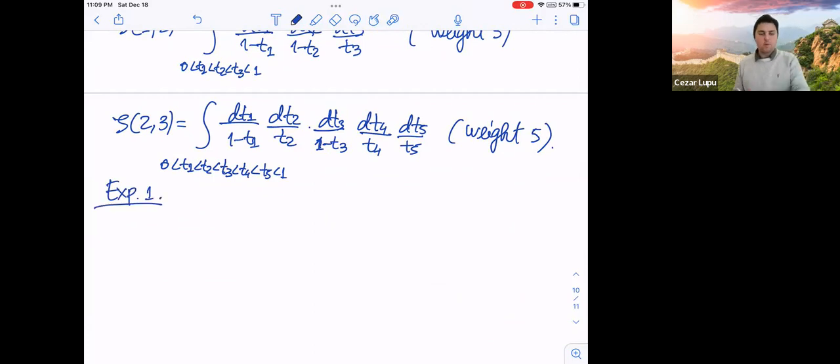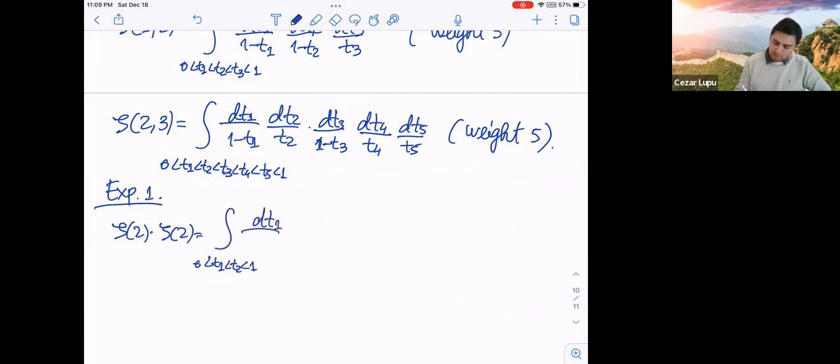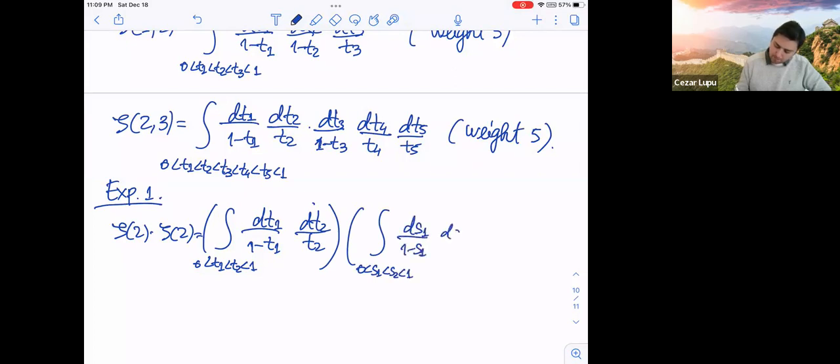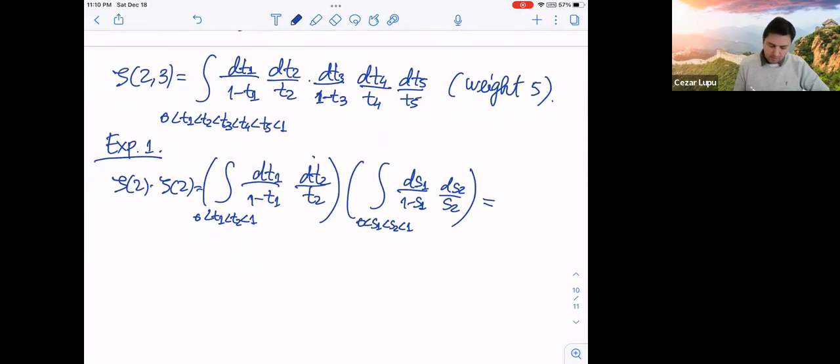Example one, because I will play around with a bunch of examples. The first example that I have in mind is to multiply zeta of 2 times zeta of 2. We have these two integrals. As you can see, we're going to shuffle all this together. So let's do it. There will be six integrals here. So this will be the integral over all this.